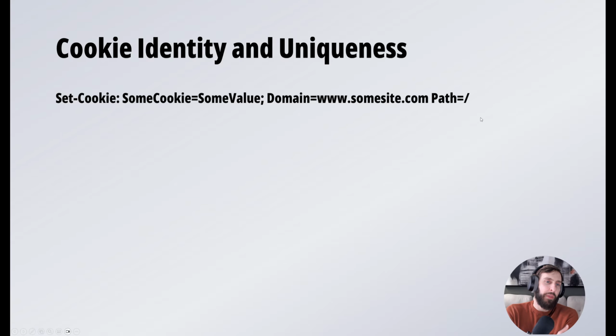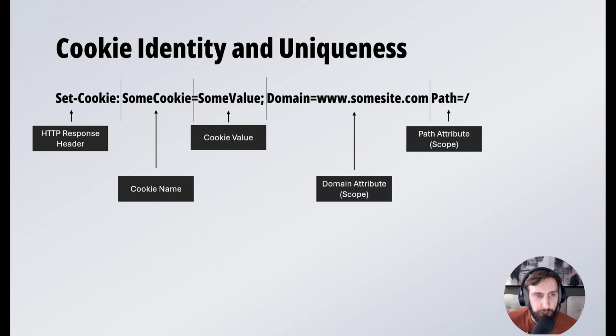So as far as cookie identity and uniqueness, it's also worth keeping in mind that the scope of a cookie in part plays a role in creating its identity. And that's what we're going to talk about now. This line here, of course, is a Set-Cookie HTTP header that you would see in an HTTP response. We have the name, some cookie. We have the value, some value. We are setting the domain to www.somesite.com, which we assume we can set in this case. And the path is just the root path.